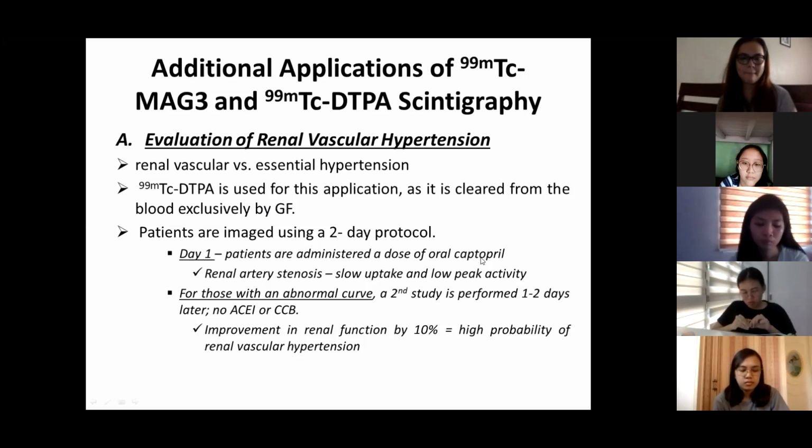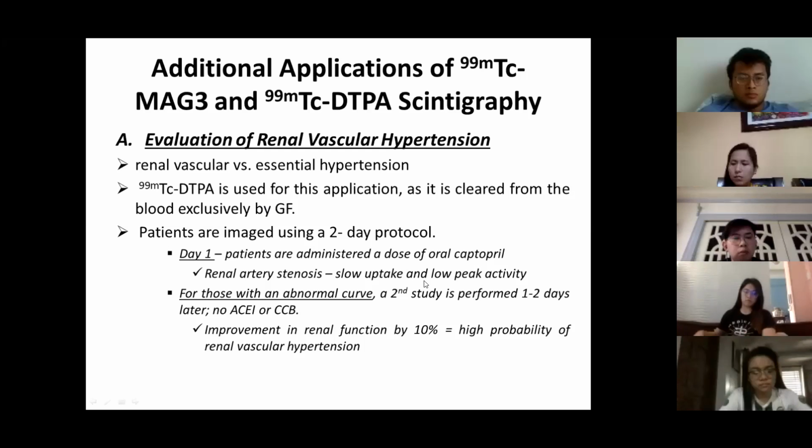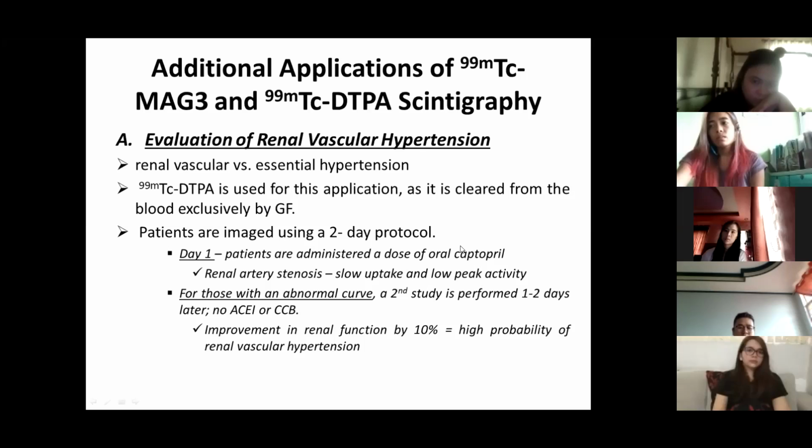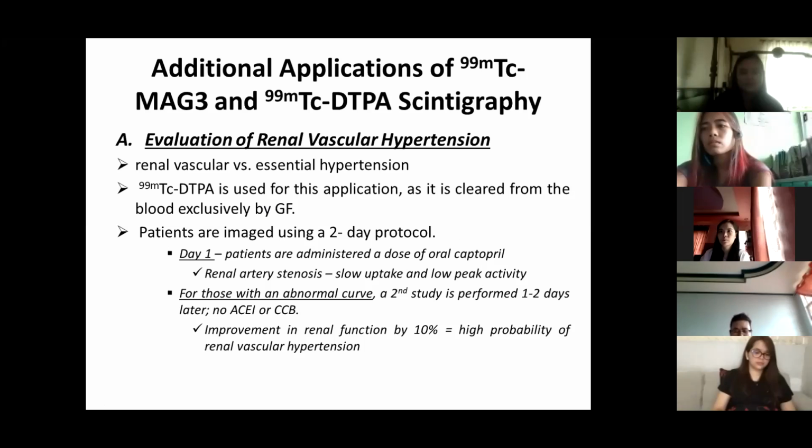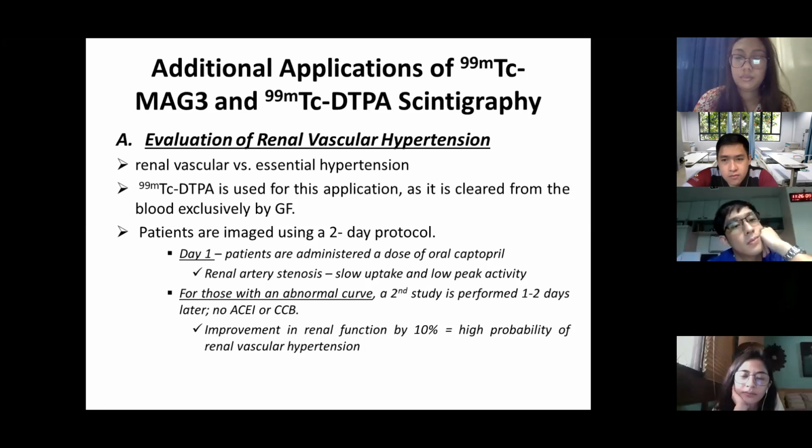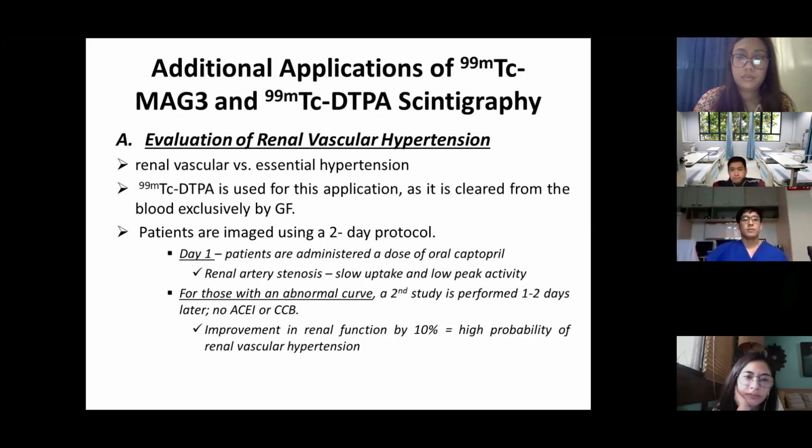Captopril is an ACE inhibitor, and in patients with renal artery stenosis, there is a constant activation of RAAS. So if we give the patient oral captopril or an ACE inhibitor, the RAAS will be inhibited, so the renal blood flow and glomerular filtration cannot be maintained. There will be a decreasing filtration pressure and peripheral vasodilatation, resulting in slow uptake of radiotracer and low peak activity. For those with an abnormal curve, a second study is performed 1 to 2 days later.